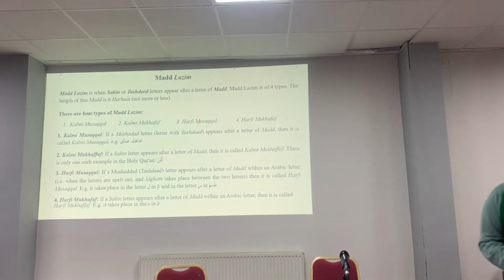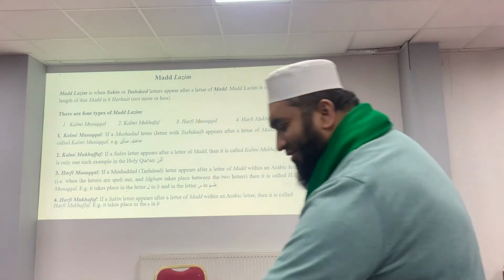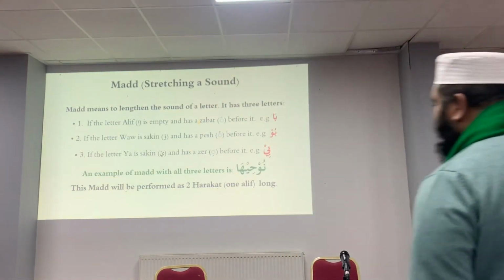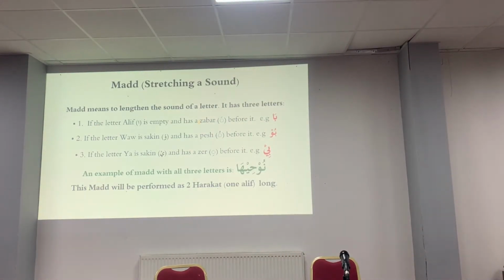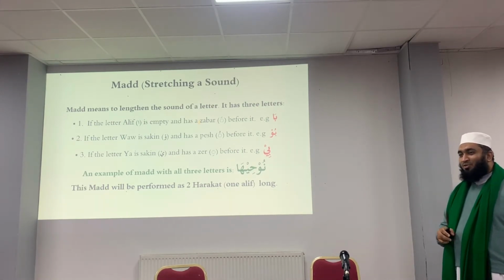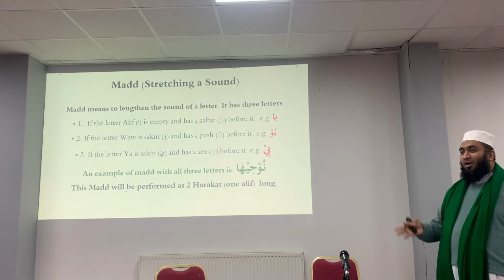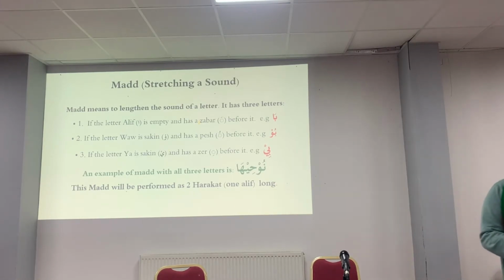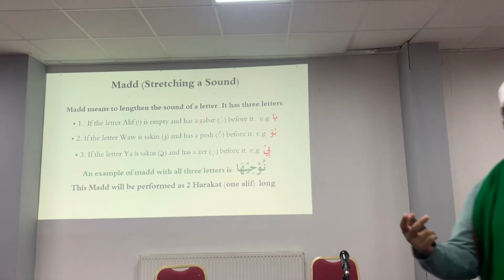Let's go back a little bit. So the last line, this normal mad, 2 harakat equal to 1 alif. Yeah, you can see. Okay, so 2 harakat equal to 1 alif. So 6 harakat equal to 3 alif. So 1 alif means 2 harakat.